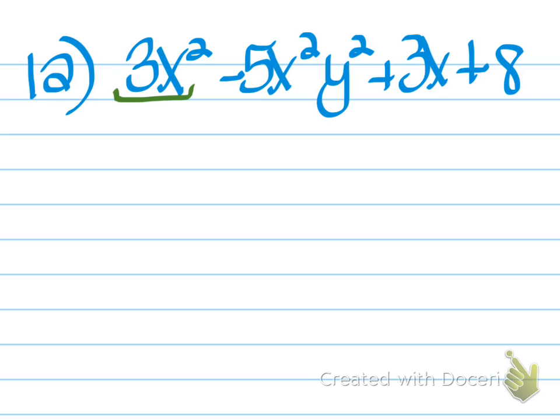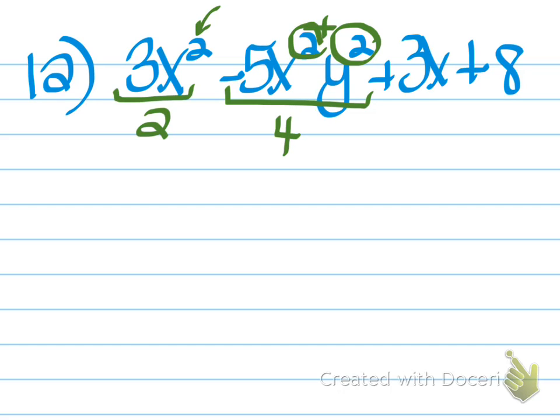The degree of our first term, it has x to the second power, so it's 2. The degree of our second term, it has x to the second and it has y to the second, so we add those degrees and we get that our degree is 4. The degree of our third term, this is linear, it's like x to the first, so it's 1. And then we have a constant out here that doesn't have a variable, so the degree is 0. So we go from the highest degree to the lowest.